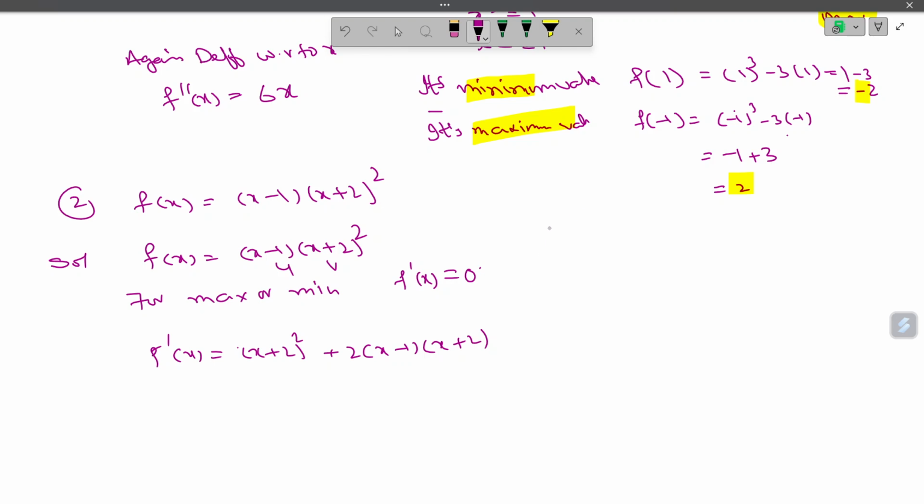Okay. For maxima and minima, f dash x equal to 0. So this is equal to 0. So we can take x plus 2 common. So here we are left with x plus 2, 2 times of x minus 1, equal to 0.